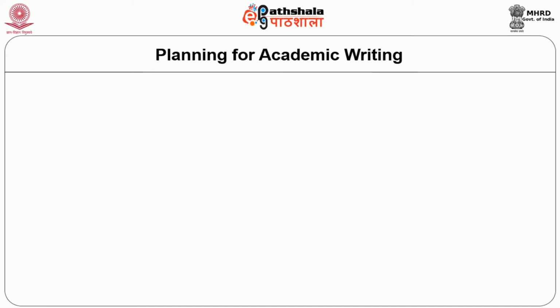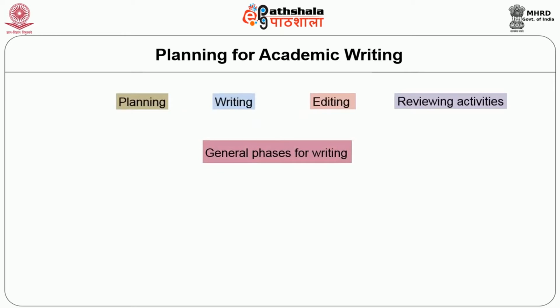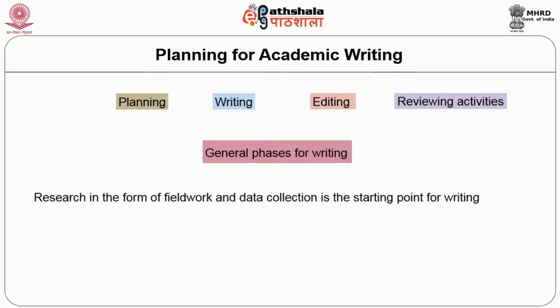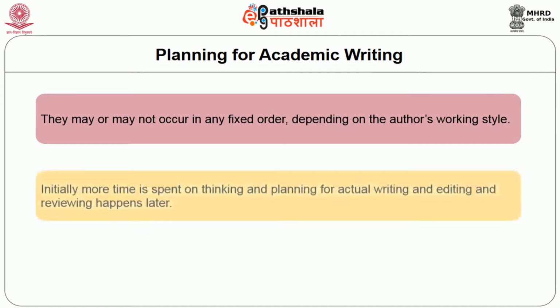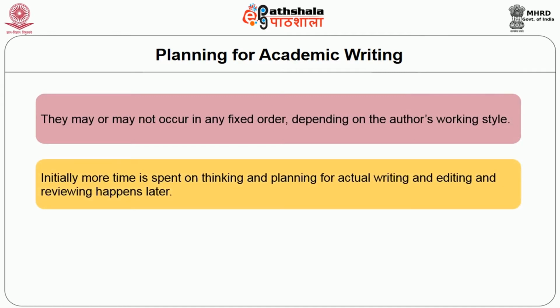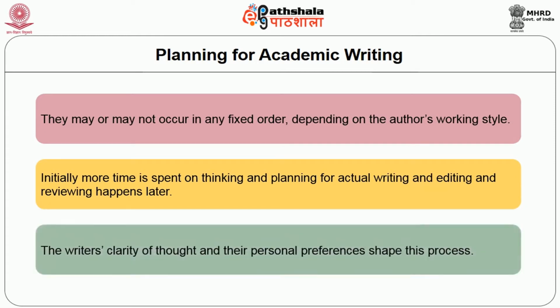The first section in this module is planning for academic writing. Research work precedes the planning, writing, editing and reviewing activities, which are the general phases for writing. Research in the form of fieldwork and data collection is the starting point for writing, followed by the phases of planning, writing and editing. They may or may not occur in any fixed order depending on the author's working style. Initially, more time is spent on thinking and planning for actual writing, and editing and reviewing happen later. The writer's clarity of thought and personal preference usually shape this process.